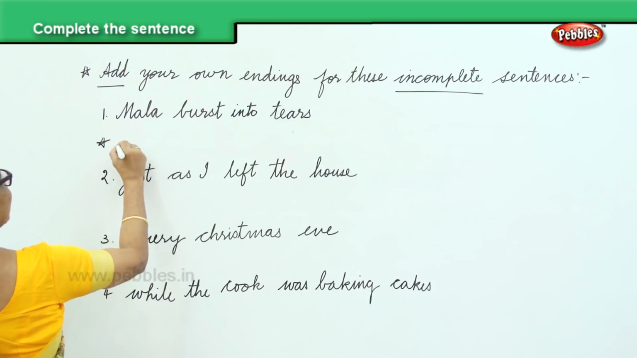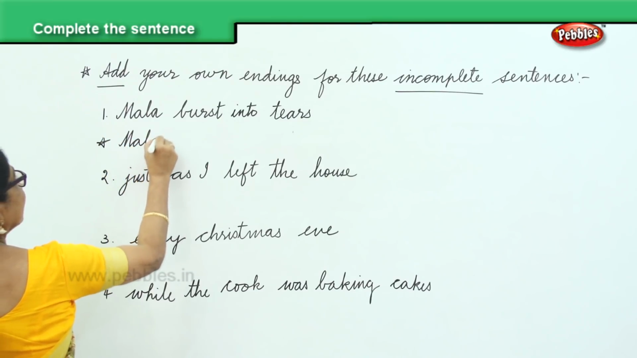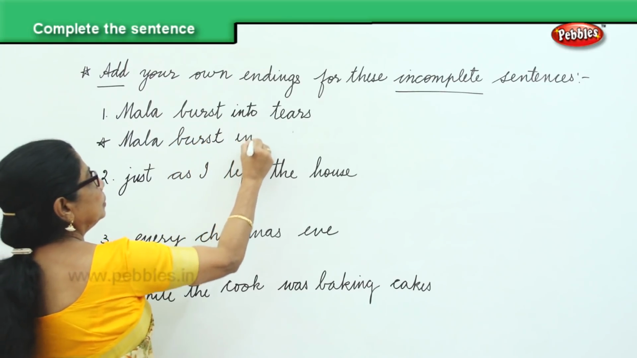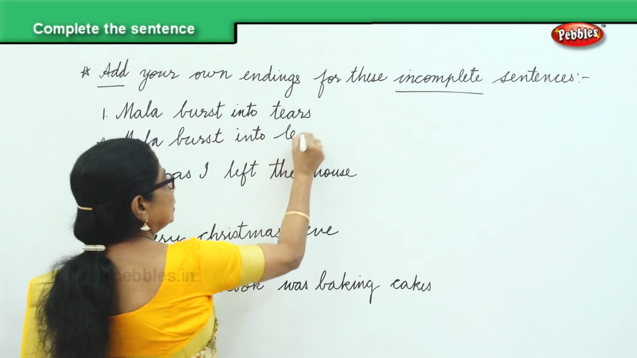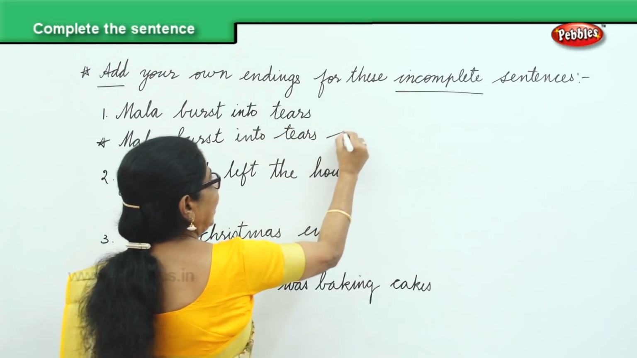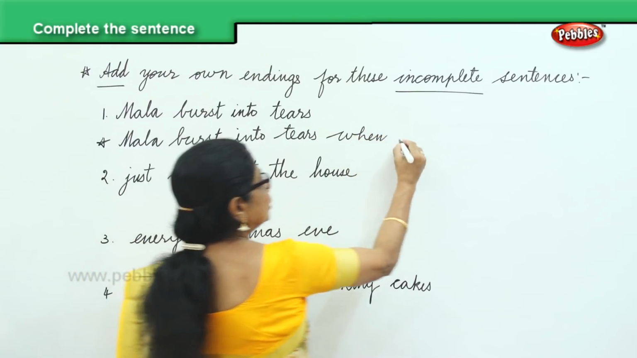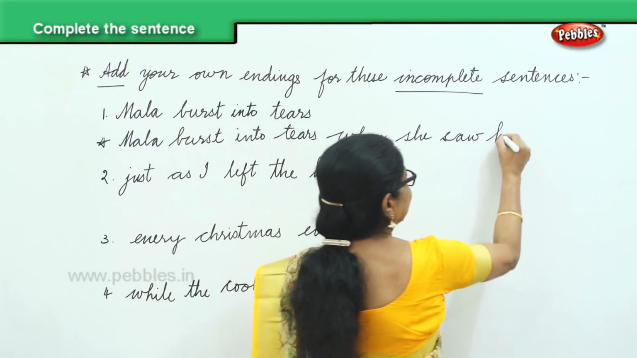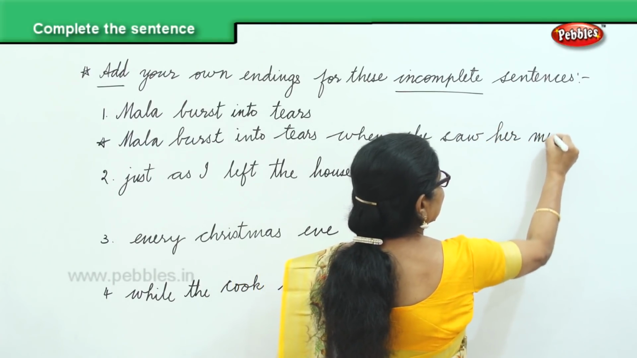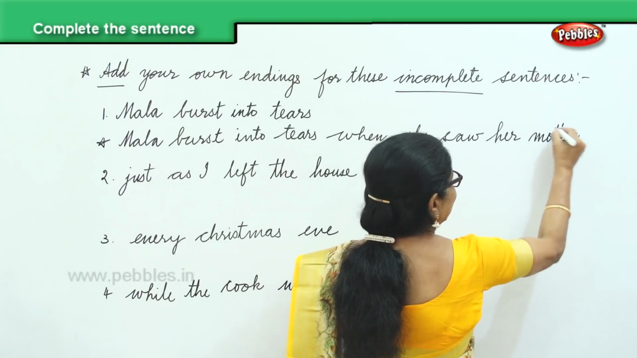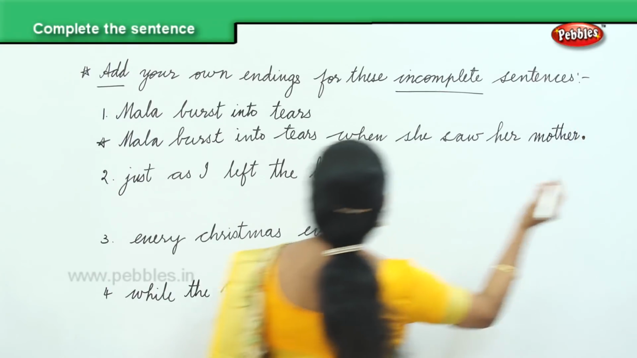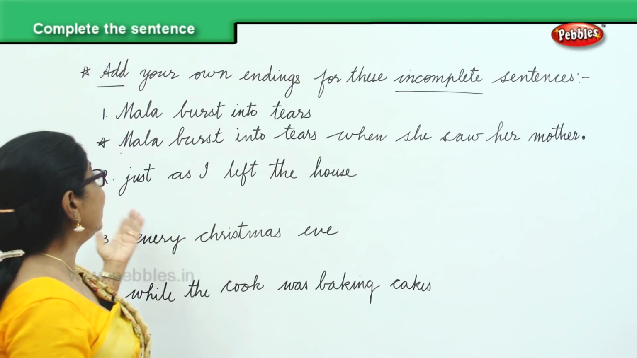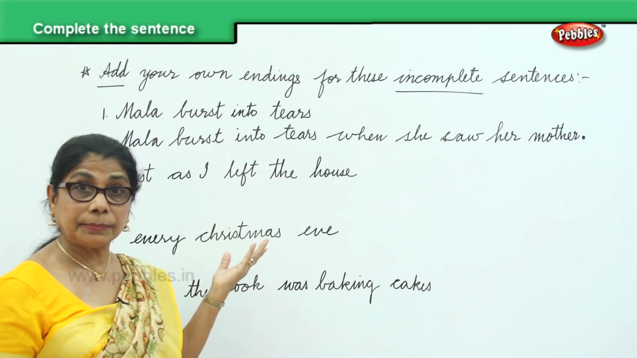Okay, answer. Mala burst into tears when she saw her mother. We completed the sentence, full stop, capital letter. So you are given Mala burst. You can say Mala burst into tears.